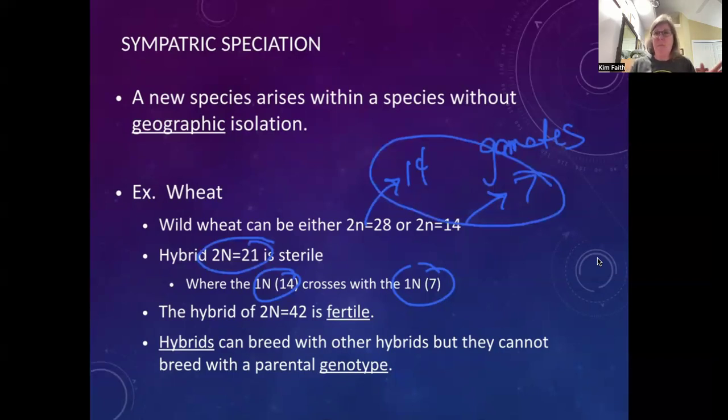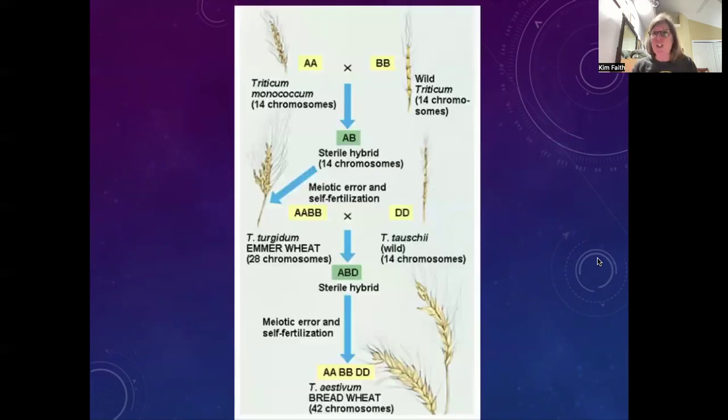Now there is this thing that happens with plants sometimes, and they can have a mistake in meiosis where they don't have a reduction in number. And so if we don't reduce our number here with our 2N hybrid, we get 42 chromosomes. 42 chromosomes gives us a fertile offspring. So those hybrids can breed with other hybrids, but they cannot breed with a parental. We can't backbreed.